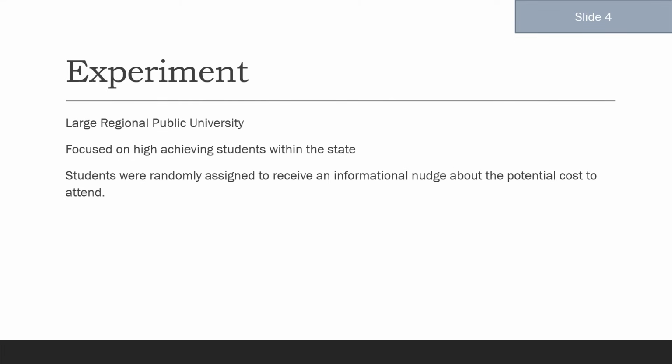So to answer this question, I conducted an experiment at a large public regional university. This was focused on high-achieving students within the state where that university resided. Students were randomly assigned to receive an informational nudge about the potential cost to college. And these students in the experiment received this information directly from the university.